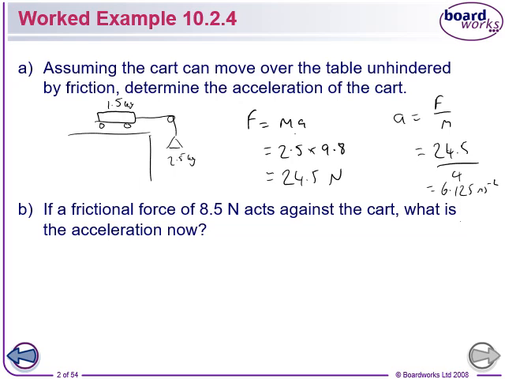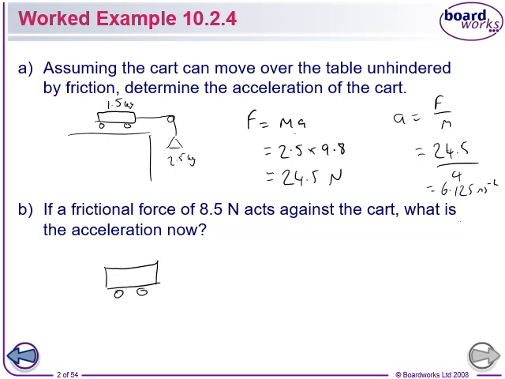All right, so there's a couple of different steps you need to do here. You need to work out the force that accelerates the whole system, which is the force from that mass, and then apply that force to the whole system. All right, next one. If a frictional force of 8.5 newtons acts against the cart, what is the acceleration now? All right, let's draw a diagram.